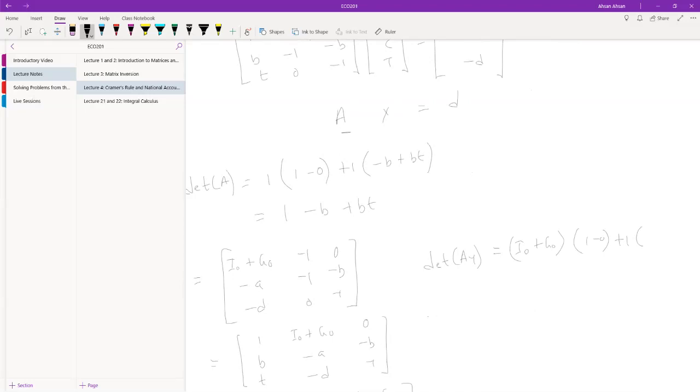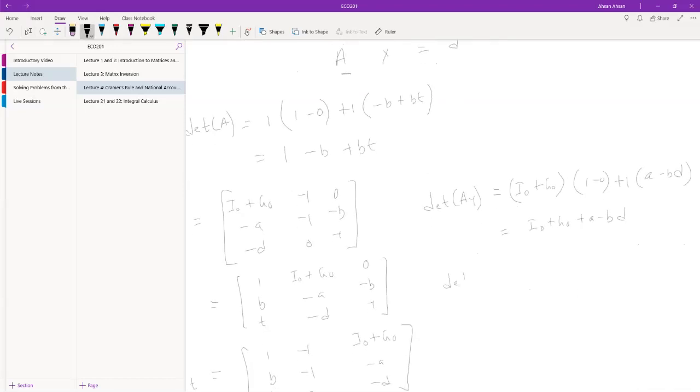And this gives me A minus BD. Now let me just double check, make sure I have this. A minus BD, yes, that should be it. So this gives me I naught plus G naught plus A minus BD.